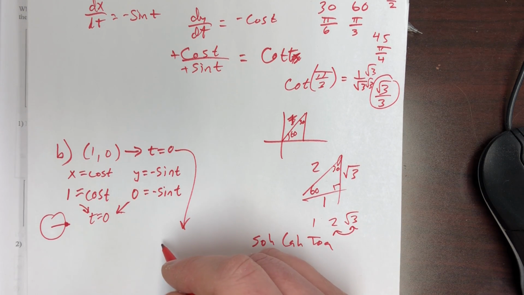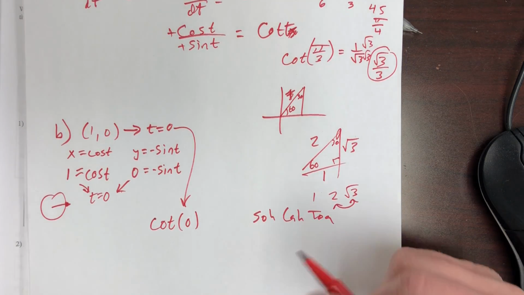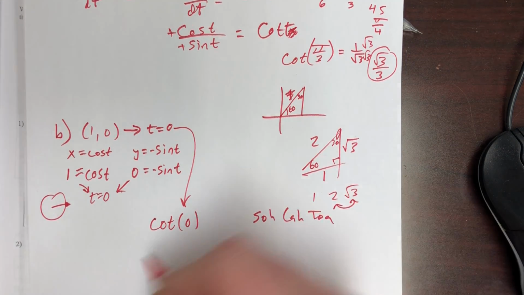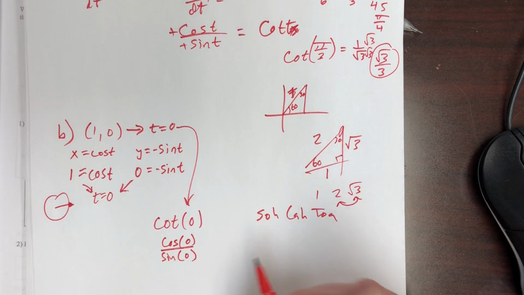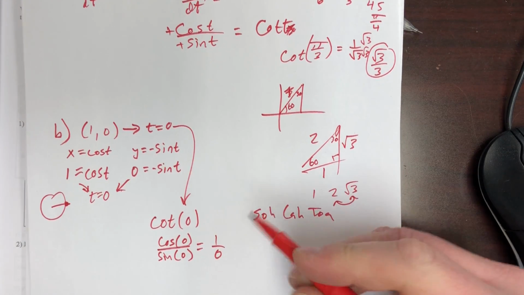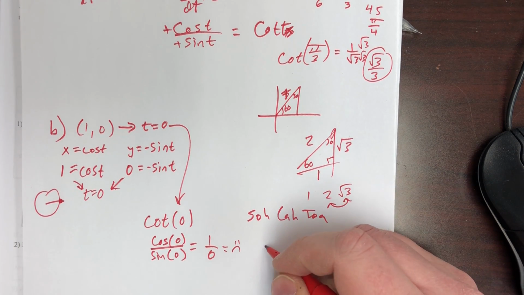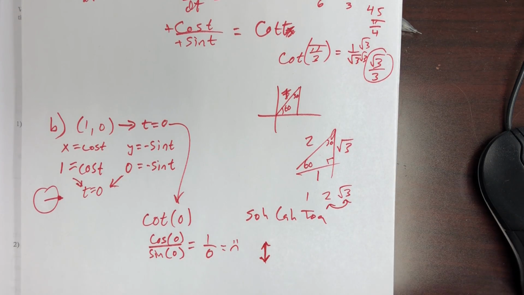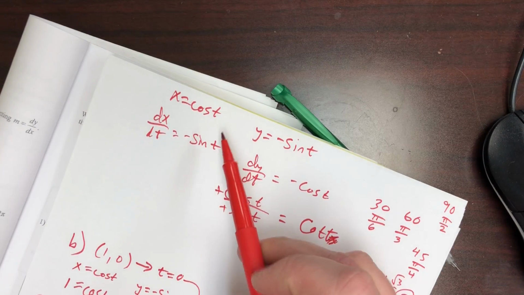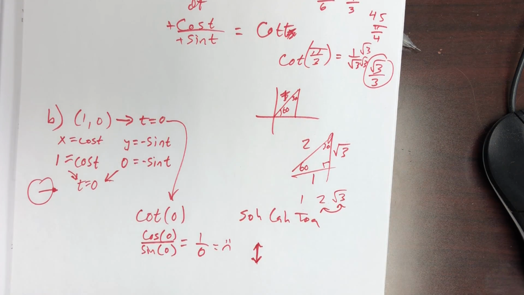So our dy dx was cotangent t, so cotangent 0. So what I do for cotangent is I think about that, that's cosine of 0 over sine of 0, it's 1 over 0, which is equal to undefined, right? It's an undefined slope. We likely have a vertical slope here, or some kind of asymptotic relationship. But I know what the graph is going to look like with this. I've done these before, so it's going to be a vertical slope.